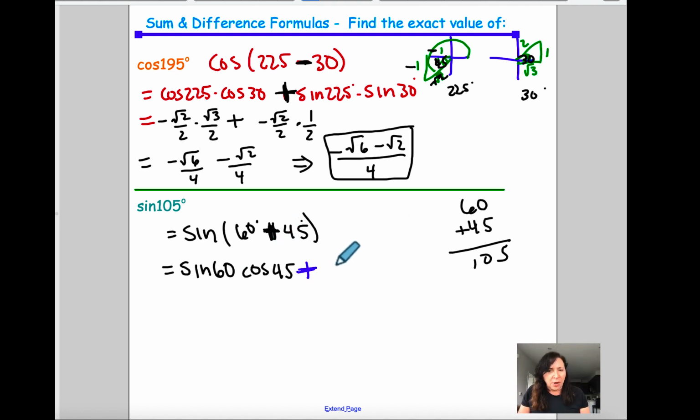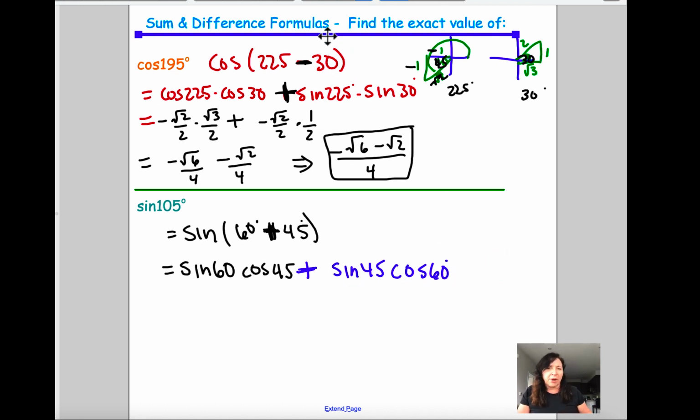And then the other one is going to be, I use sine of 60, now I'm going to use sine of 45, and this is going to be cosine of 60. Now, I know a lot of the formulas are written such that cosine goes first on the second one, but multiplication is commutative, so I like sine first. So sine of 60, root 3 over 2, cosine of 45, root 2 over 2, plus sine of 45, root 2 over 2, cosine of 60 is 1/2.